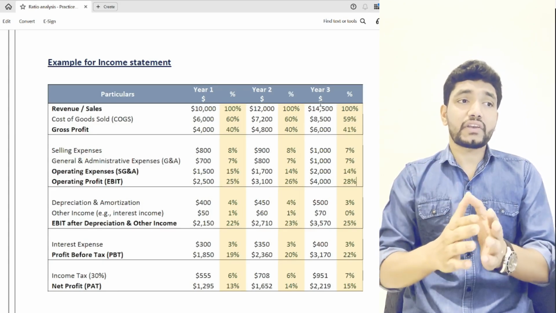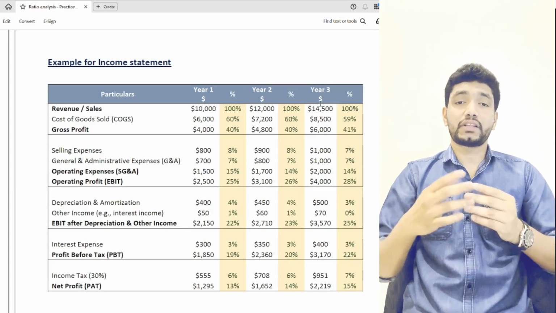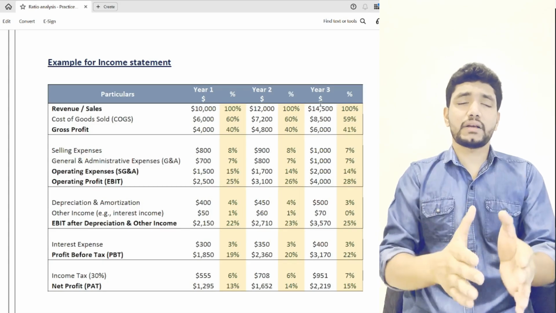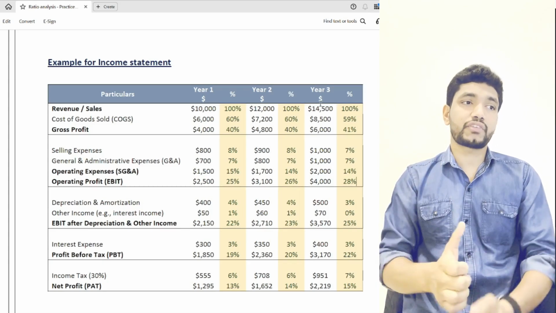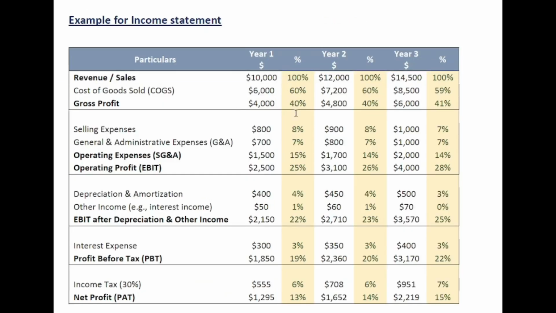Here you can see this income statement is already prepared with a vertical analysis. What is vertical analysis? We discussed it in the beginning. It is expressing all income statement values as a percentage of sales. You can see for year 1, year 2, and year 3, all the other components are expressed as a percentage of revenue. In the three years, we took sales as 100%, and we expressed all the other components as a percentage of net sales.